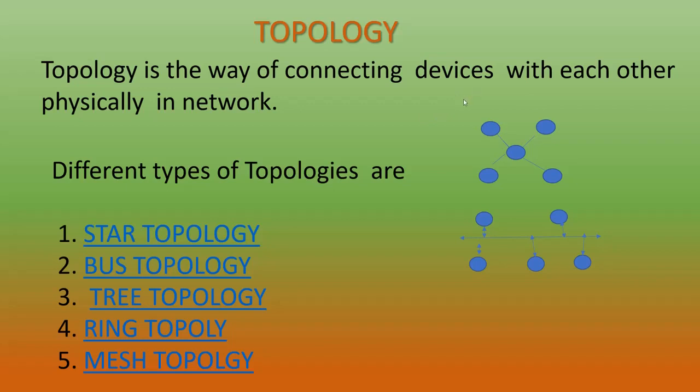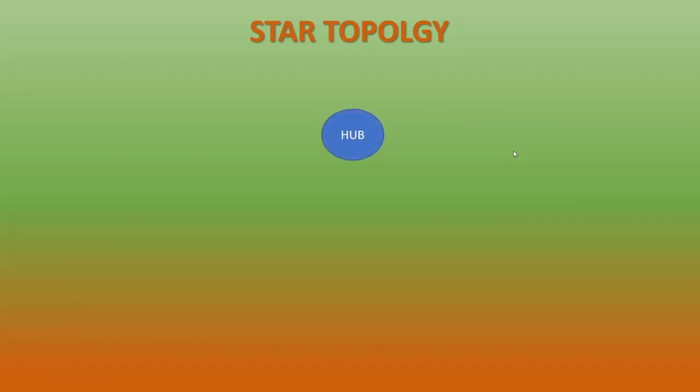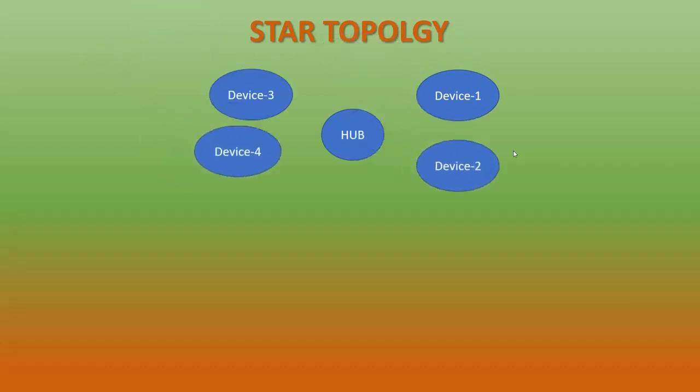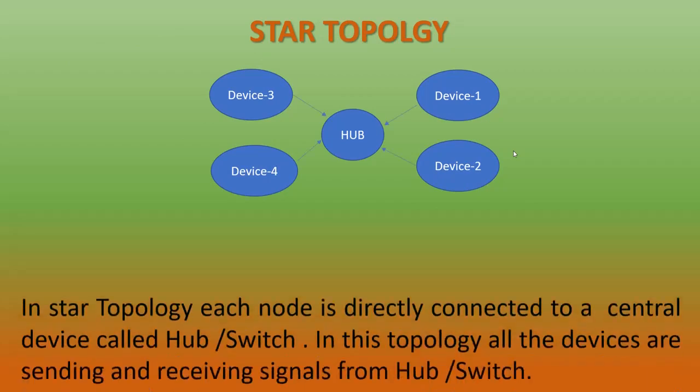So, star topology means all the nodes are directly connected to a central device or central hub. That is known as star topology. Now, we can see more about star topology. I will show you the picture for star topology. So, 4 devices are connected there. Now, this is your star topology.